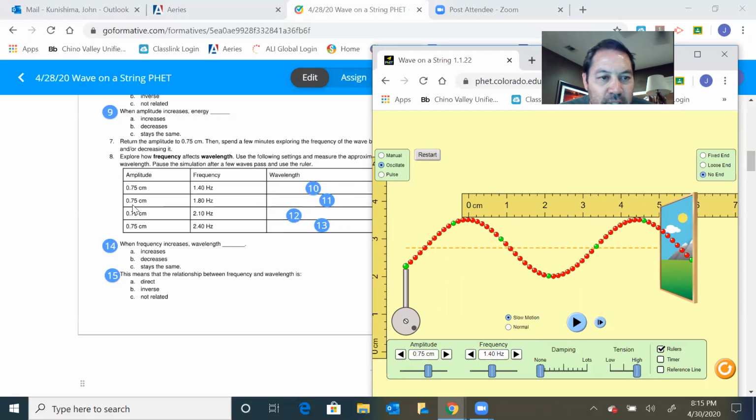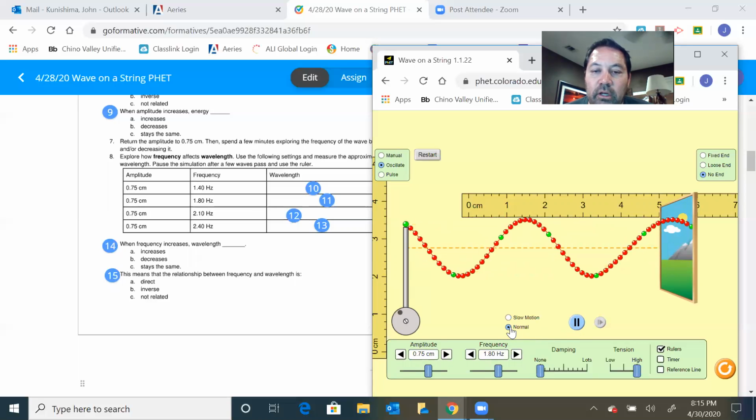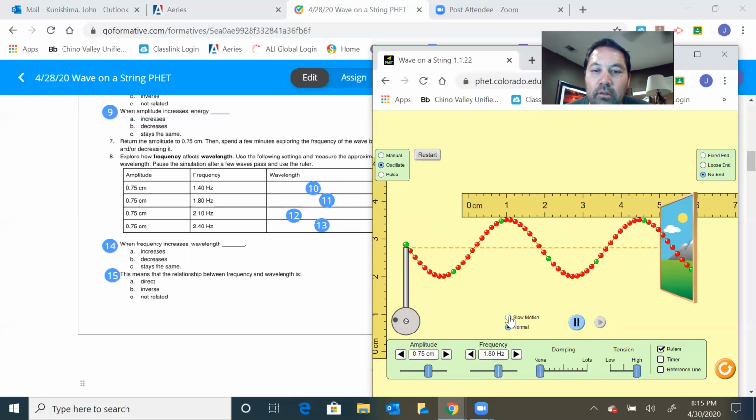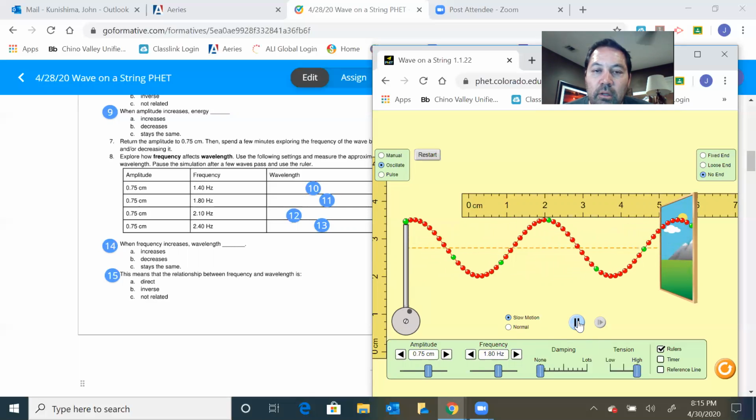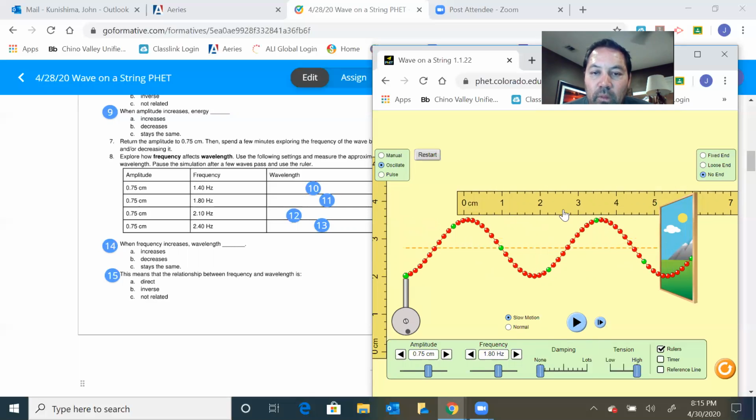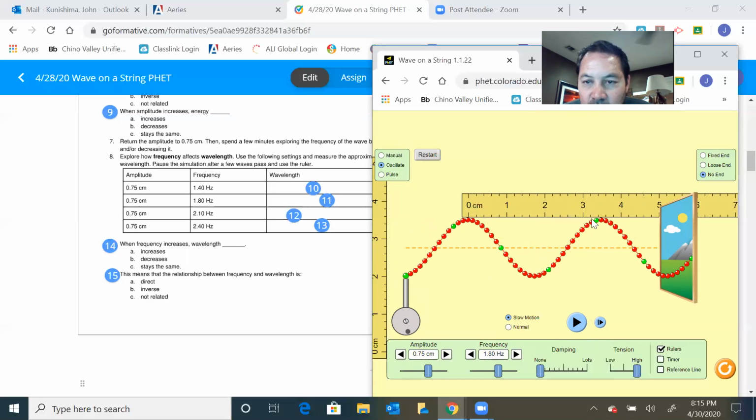And it says to keep the amplitude at 0.75, but move the frequency to 1.8. Go ahead and let it calibrate. You can take it off slow motion for a little bit. And stop. So this one is actually different. This one looks like it's about 3.5 centimeters. So on number 11, you write 3.5. Now you can see there's a difference. As the frequency increases from 1.4 to 1.8, the wavelength actually gets shorter.